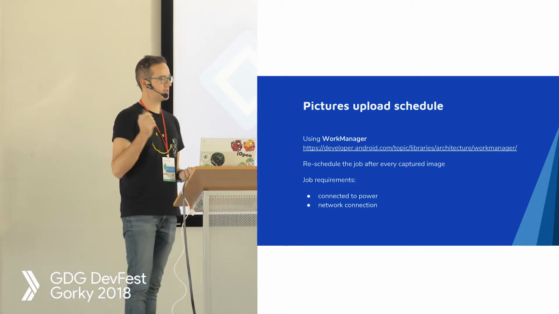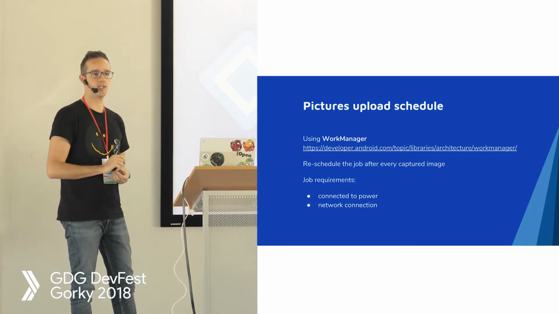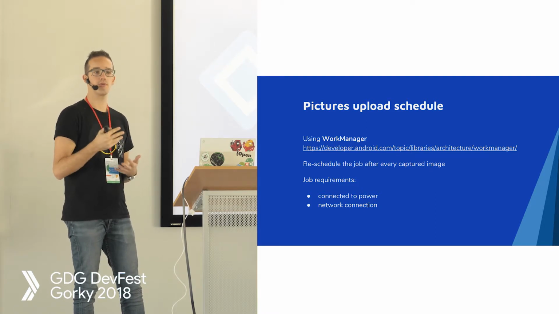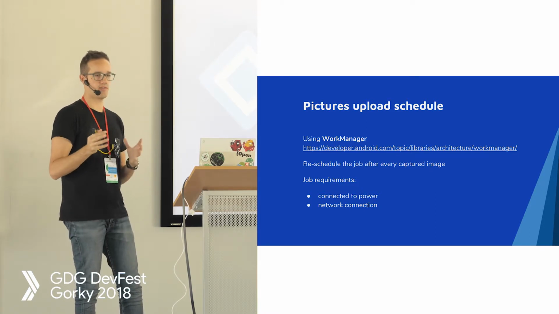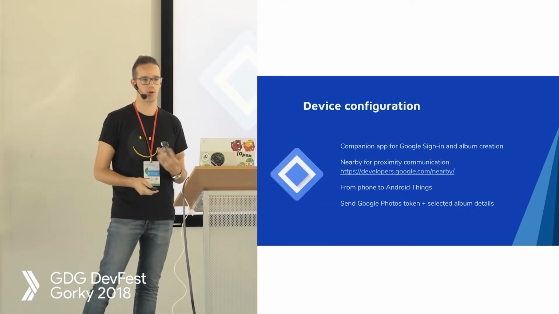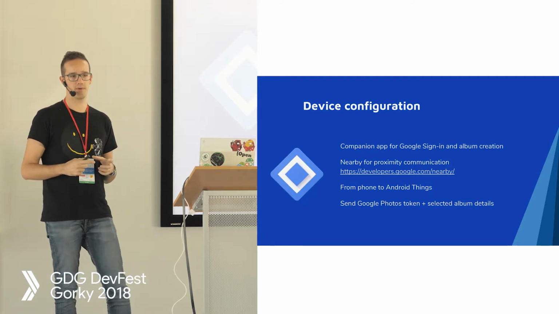As Roberto mentioned, in order to get the picture upload working, we needed the user to sign in to their Google account. But how can we do it if our device doesn't have any input method? It doesn't have any touchscreen, nor a keyboard, anything. We created a companion app.